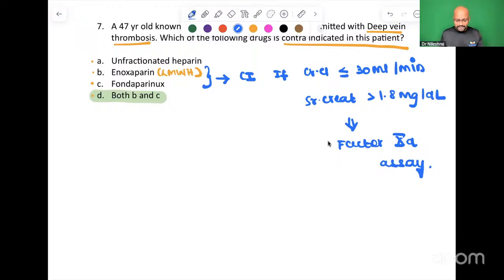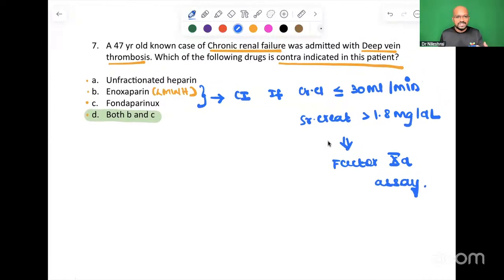In terms of renal failure, which drug can be given, which is the drug of choice in those cases? The answer is going to be unfractionated heparin. But here they have asked which of the following drugs is contraindicated. That's why the answer is option D. Good, Dr. Bharat, Monica, Indu, good, you're all right.